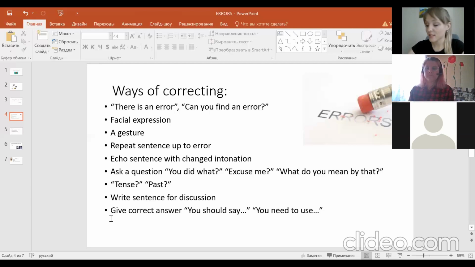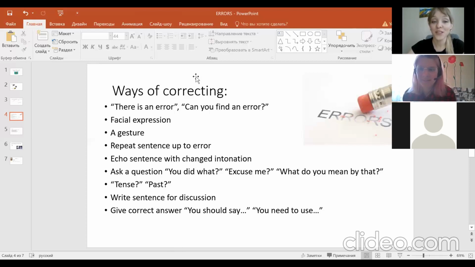Or the last thing that I wrote here is you can just give the correct answer. For example, "Okay, but you should say she went to the cinema." Or "Yes, but you need to use past simple." Yeah, you can do this.